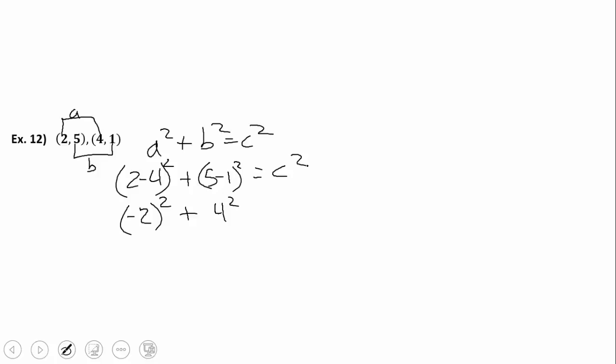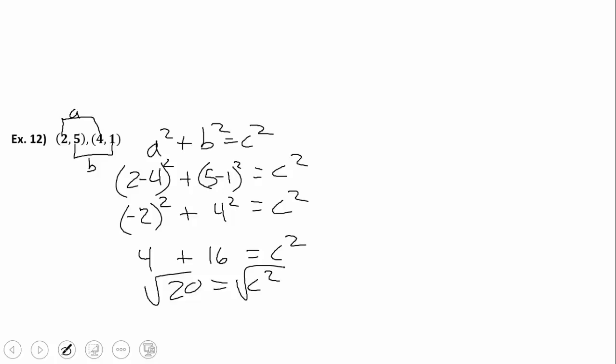And we know this is always equal to our hypotenuse squared. And negative 2 squared is 4. And 4 squared is 16. And that's equal to c squared. 20 is equal to c squared. And then we take the square root of 20 to get c. And we say 4.47, which we'll round to the nearest tenth and say 4.5 is equal to our distance, c.